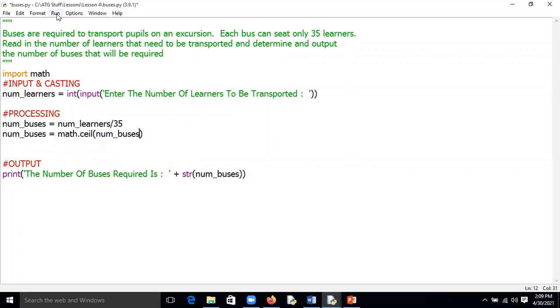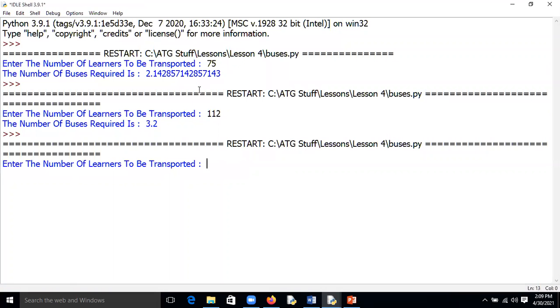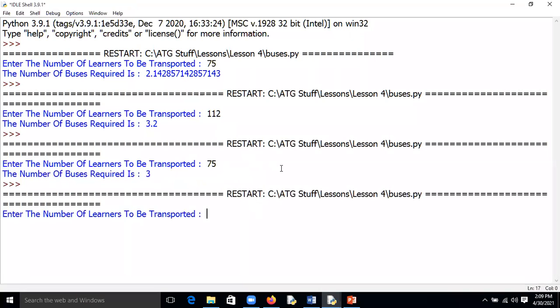All right. So let's run it once more. If I have to enter 75. Now remember in our previous example, what did it give us? It gave us 2.1, but because I'm using math.ceil, it's going to give us 3. Get it? So if we run it one more time, and if I enter 75, previously it gave us 3.2, but right now it's giving us 3.